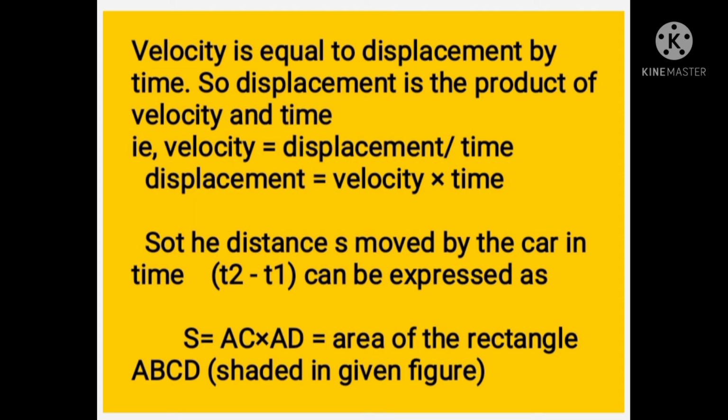To know the distance moved by the car between the time t1 and t2 using the given figure, draw perpendiculars from the points corresponding to the time t1 and t2 on the graph. The velocity 40 km per hour is represented by the height AC or BD, and the time t2 minus t1 is represented by the length AB. So, the distance S moved by the car in time t2 minus t1 can be expressed as S equal to AC into CD. That is equal to the area of rectangle ABCD.